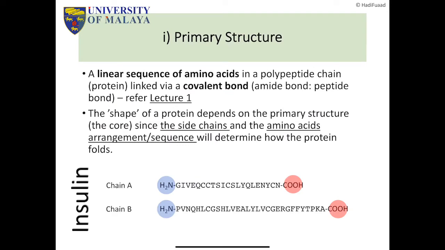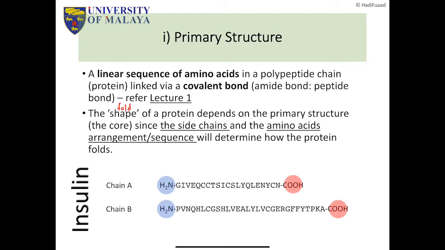First one is the primary structure. It's a linear sequence of amino acids in a polypeptide chain linked via a covalent bond, in this case an amide bond, or a peptide bond, whichever you like. Again, if you can't recall this, go back to lecture 1 recording and please listen to it. The shape or the folding of a protein depends on the primary structure, since it's the core, and the side chain and the amino acid arrangement sequence will determine how the protein actually folds.